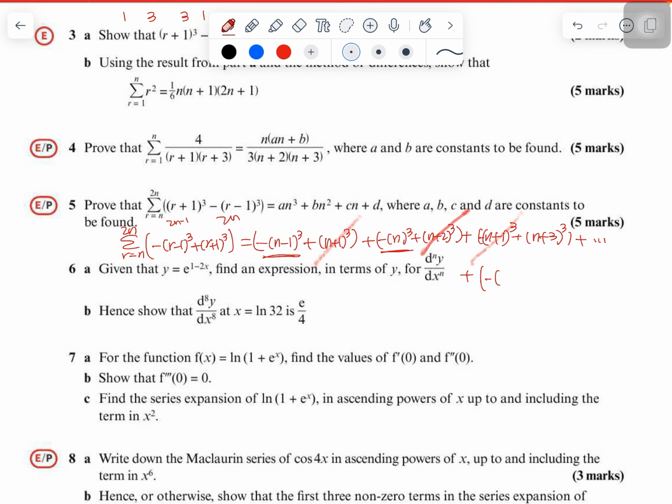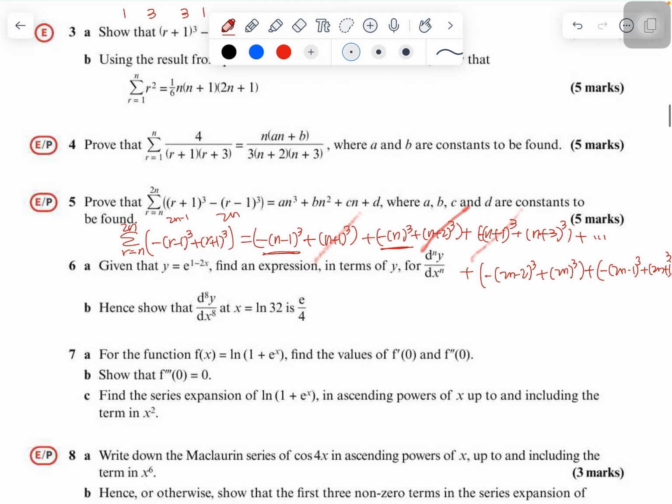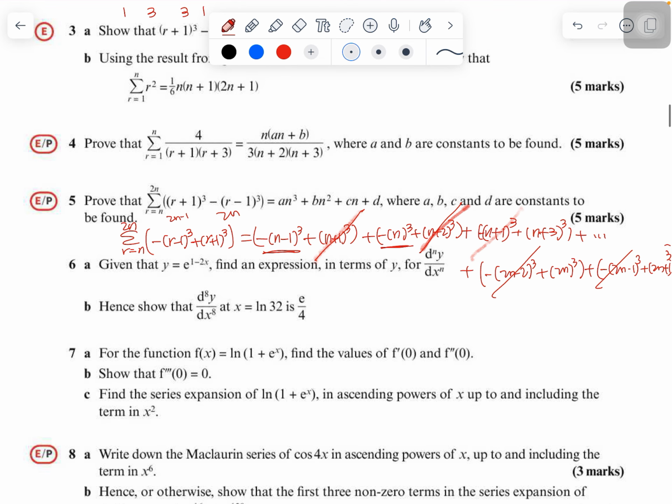So when 2n minus 1, (2n minus 2) cubed plus (2n) cubed plus (negative 2n minus 1) cubed plus (2n plus 1) cubed. So like this. So again, the front term, we need to eliminate the larger number. So now we eliminate the smaller number like this. So now we have negative (n minus 1) cubed.